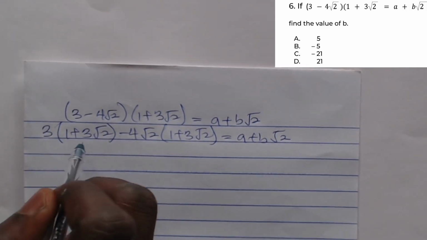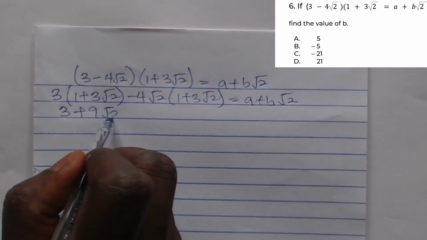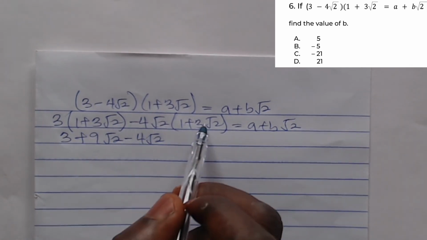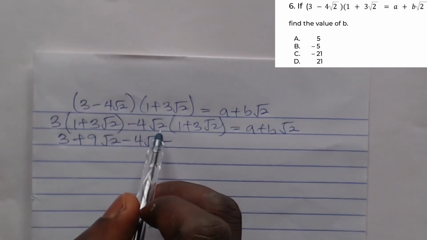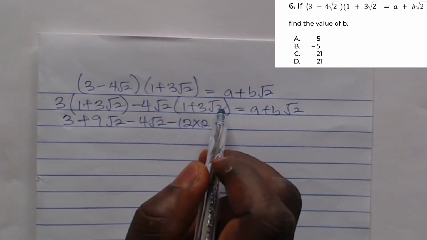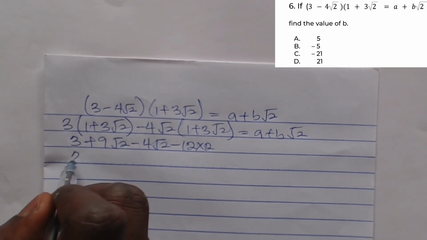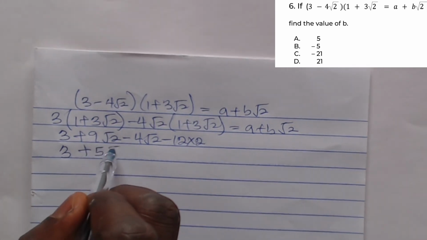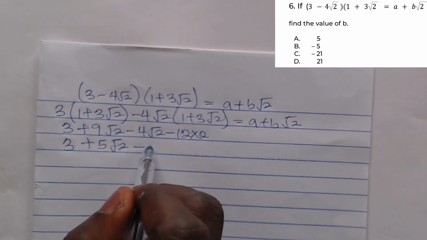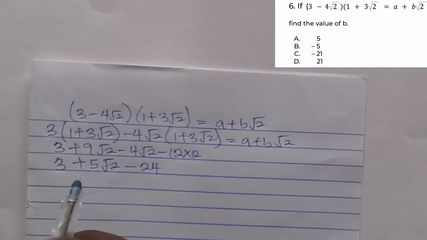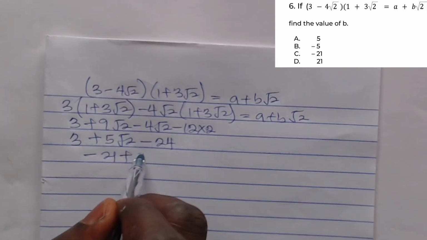When you multiply this, I'm going to have 3 plus 9 root 2 minus 4 root 2 multiplied by 1, which is minus 4 root 2, plus minus 4 root 2 multiplied by 3 root 2, that will be minus 12 multiplied by 2, because root 2 times root 2 will give us 2. Here now, we are going to have 3 plus 9 root 2 minus 4 root 2, which gives us plus 5 root 2, minus 2 times 12, that is 24. So now I'm going to have 3 minus 24 plus 5 root 2, that is minus 21 plus 5 root 2.